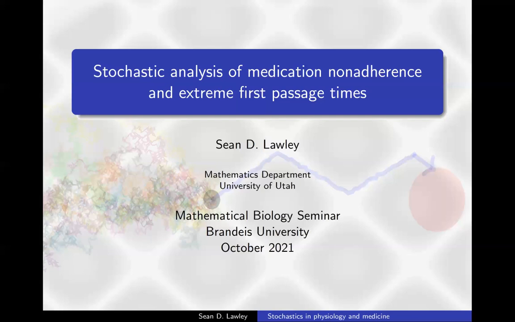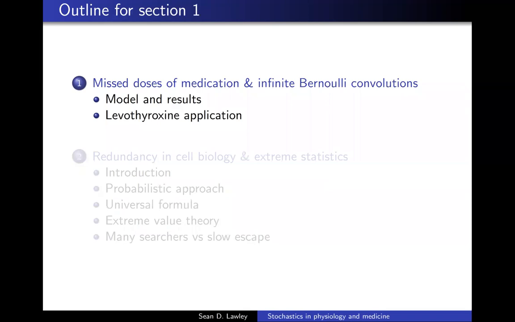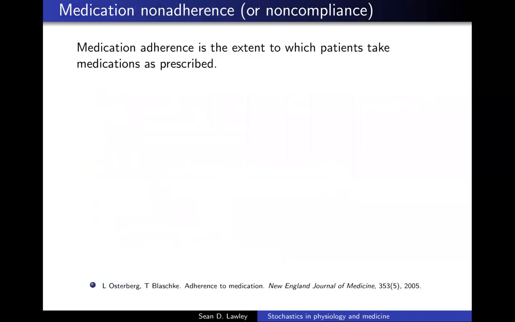So what are the two problems? They are medication non-adherence and extreme first passage times. This is just a broad outline of these two areas. The first one is, as Ying says, from pharmacology, and then the next one is dealing with something called redundancy, or sometimes called the redundancy principle. And maybe I'll just jump right into the first topic.